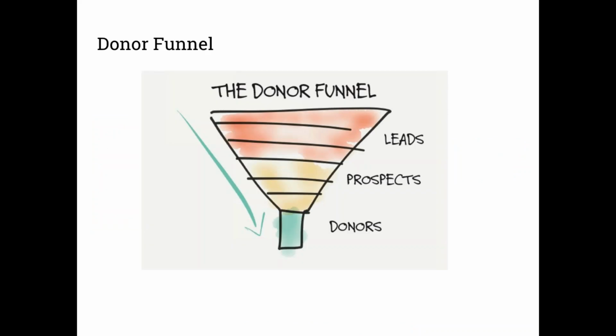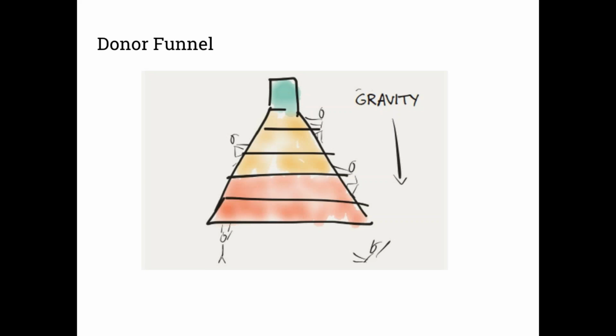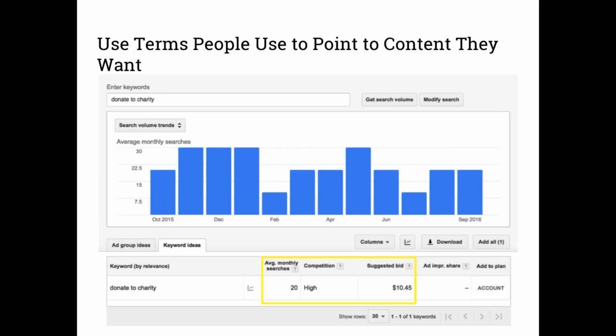The other thing is the donor funnel. This is how we often view the donor funnel, right? Leads turn into prospects, which turn into donors, and they fall through this classic sales funnel. The reality is the donor funnel is pretty much upside down, right? No one really wakes up in the morning and says, I really want to give some money away today, right? And then we see that in their search history. So something like donate to charity, right, which is where everyone goes or wants to go.